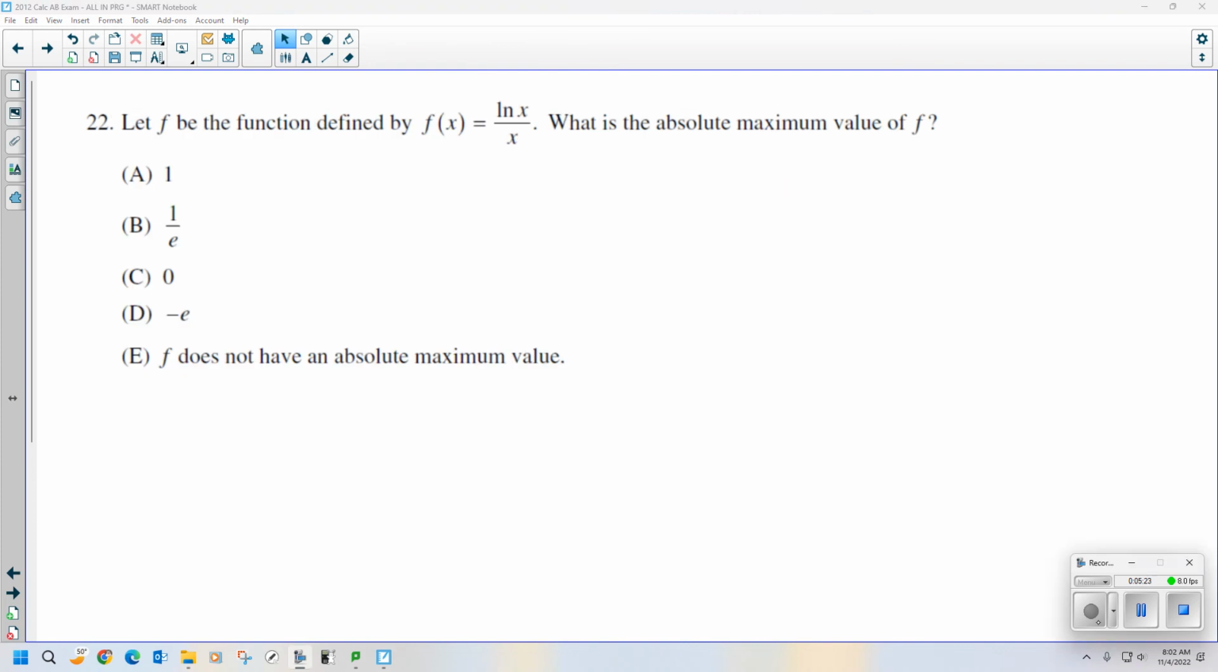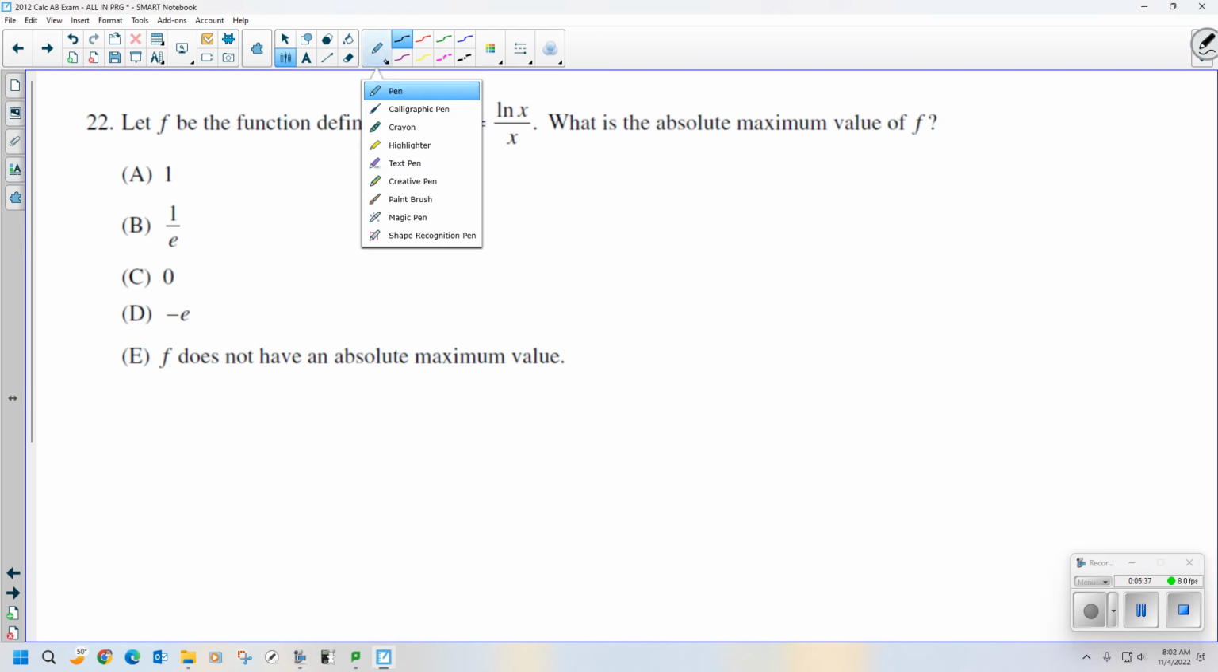Number 22. Let f be the function defined by f of x equals the ln of x over x. What is the absolute maximum value of f? Okay, let's break this down.